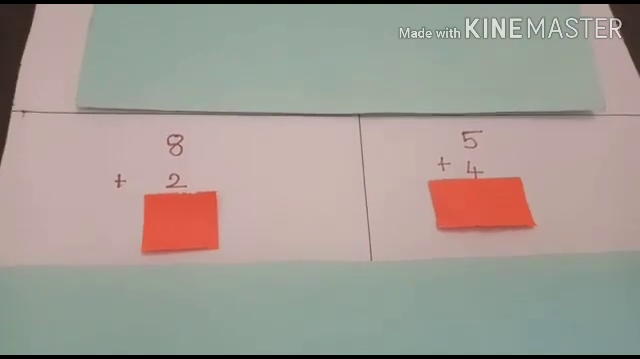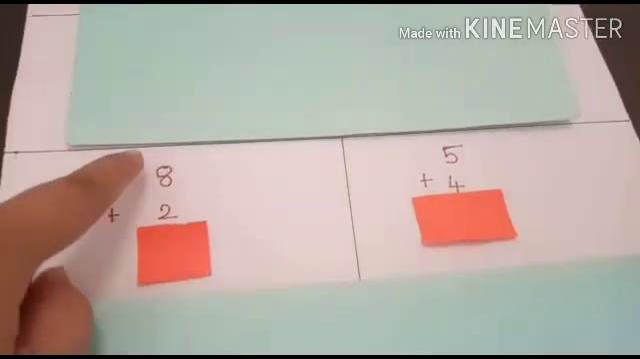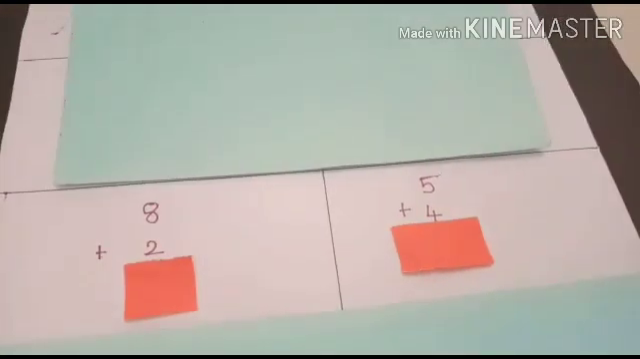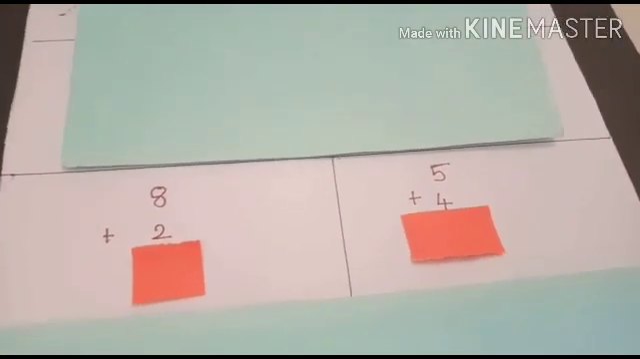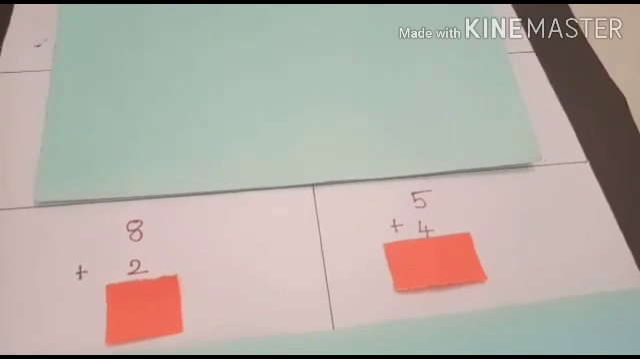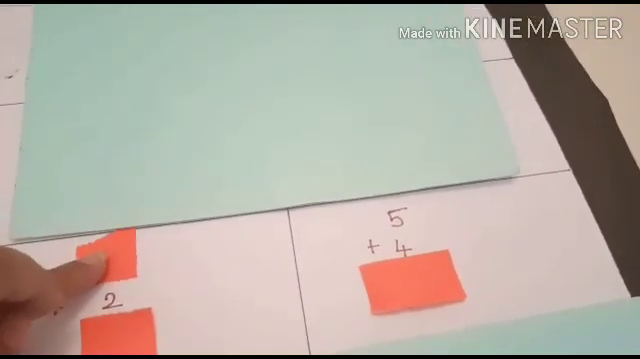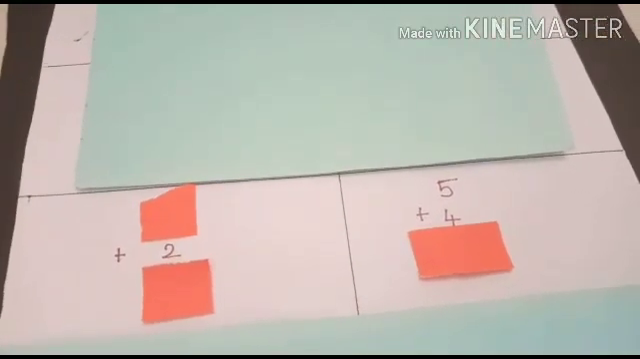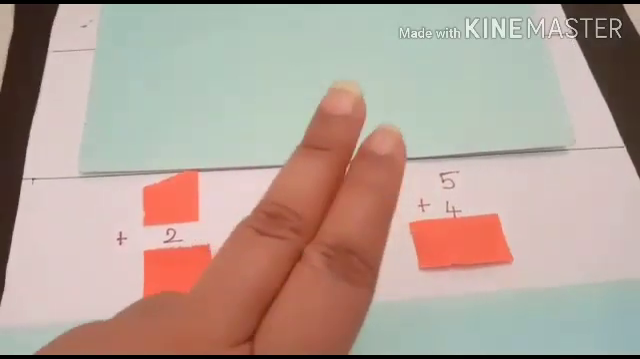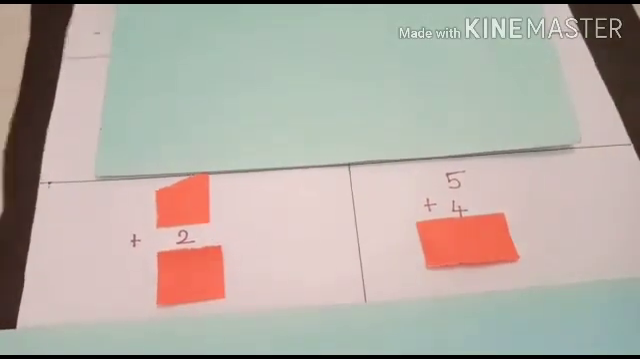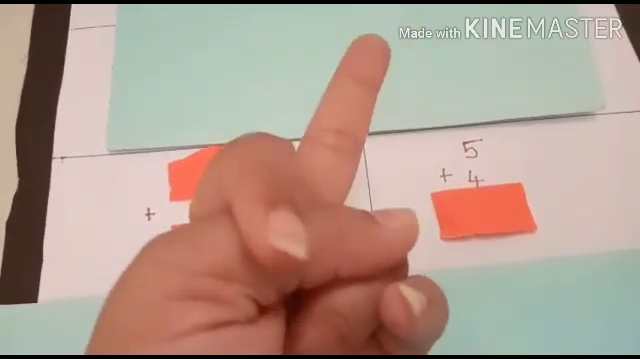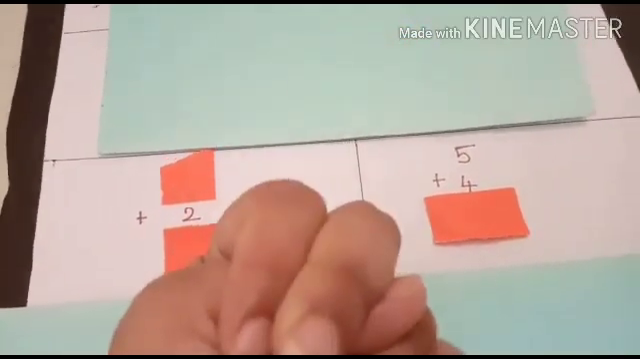Here, what is given? 8 plus 2. So, which is the bigger number? 8. And what are we going to do? We are going to hide the bigger number. So, I am hiding the bigger number 8. So, 8 in my mind, 2 in my fingers. After 8, what will come? 2 in my fingers. So, 9, 10.